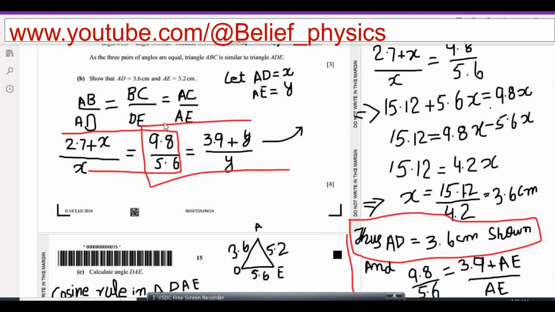Now, because the triangles are similar, their corresponding sides are proportional. So we can write AB over AD is equal to BC over DE is equal to AC over AE. We suppose that AD is equal to x and AE is equal to y, because we have to find AD. Putting in the values, AB from the figure is 2.7 plus x and AD is x, BC is given as 9.8 and DE as 5.6, and AC is 3.9 plus y over AE, which is y.